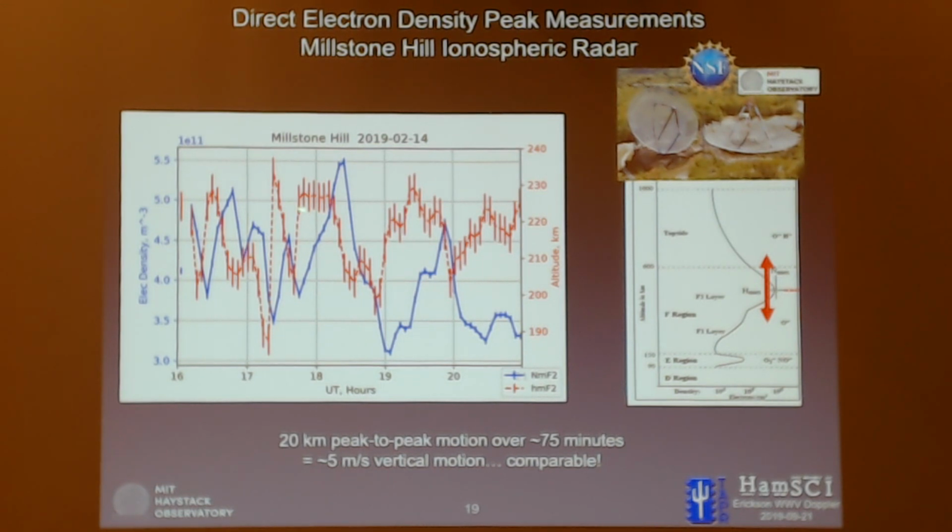If you look at the amplitude of this wave, it's about 20 kilometers peak to peak over 75 minutes. That's 5 meters per second vertical motion. The ionosphere is very horizontally stratified. It doesn't like to move vertically. See, we're in the ballpark here.